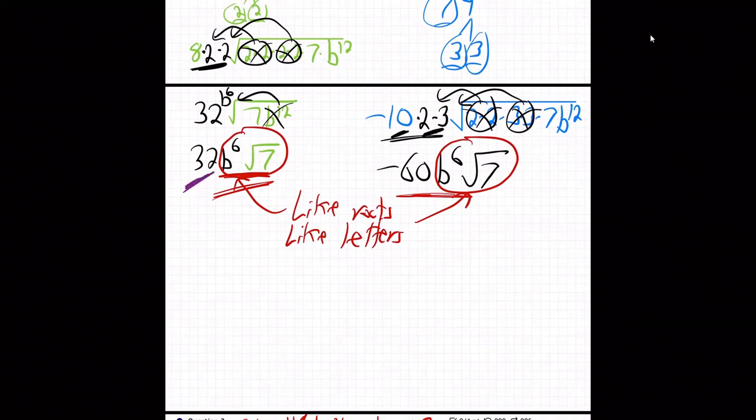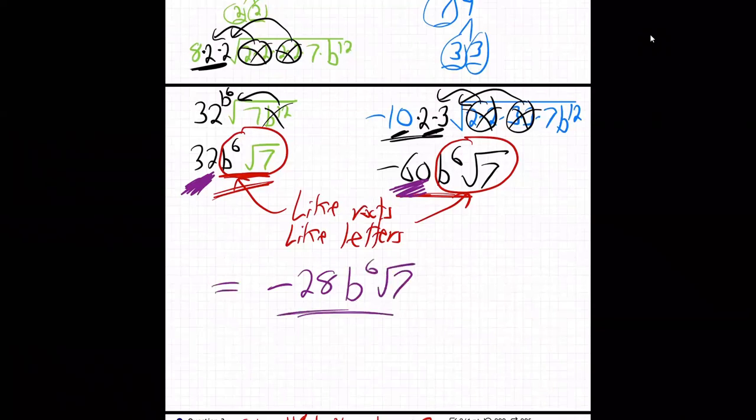So 32 of those things, take away 60 of those things, is minus 28 of those b to the 6th root 7 things. There's our answer. What did I do there at the very end? I just did 32 of those b to the 6th root 7 things, take away 60 of those b to the 6th root 7 things. And they came out to be negative 28 of those b to the 6th root 7 things. And so there we go.